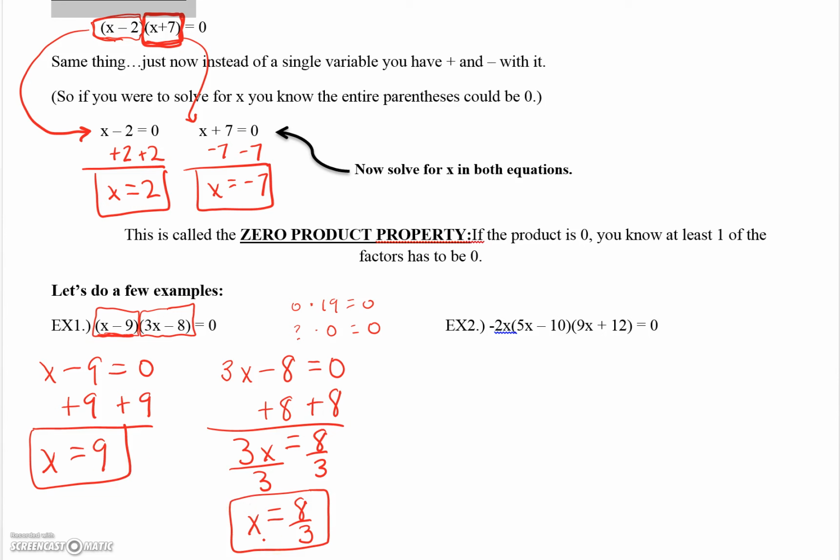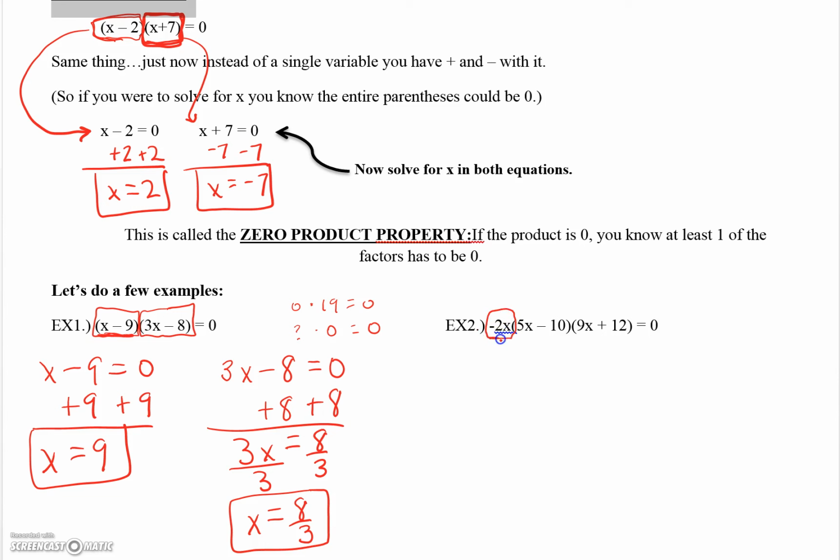Example 2, let's take a look at that one. So hopefully you're looking at this and you're seeing, oh, we have 3 x's now. There's an x here, there's an x here, and there's an x here. So that tells me that I'm going to have 3 different answers here, because I'm multiplying 3 different quantities to get 0. So we're going to look at each one of those individually.